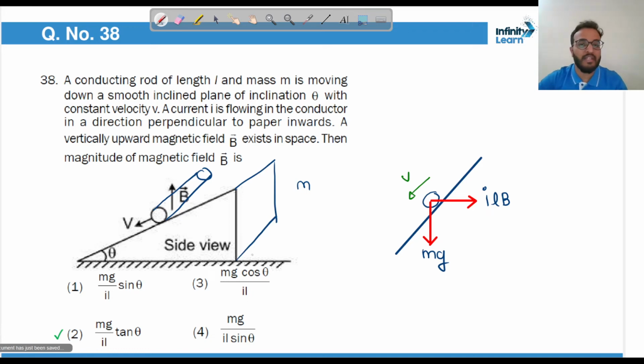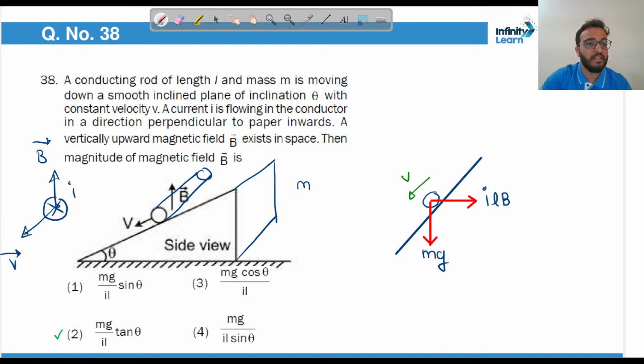Now since this wire is coming down, where is the magnetic field? The magnetic field is acting up. Where is the velocity? The velocity is here. And where is the current? The current is into the plane. So if you do IL cross B, I cross B, where is the force coming? B is up, I is inside. I cross B, where is the force coming? This side. So this is the magnetic force that it is experiencing, and this is the weight that it is experiencing.